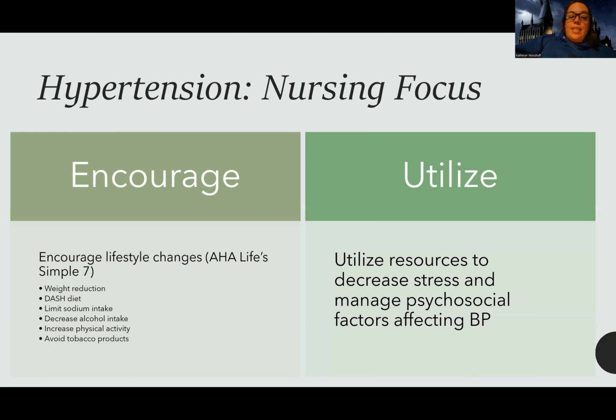Decreasing alcohol intake and other things, because one glass of wine could be healthy, but other stuff definitely can be detrimental. Increasing the physical activity, getting moving, like we talked about, and avoiding tobacco products because it causes that vasoconstriction, which is horrible for my blood vessels. And then also making sure that they know resources to decrease stress and manage psychosocial factors that affect blood pressure, like don't go to nursing school, things like that.